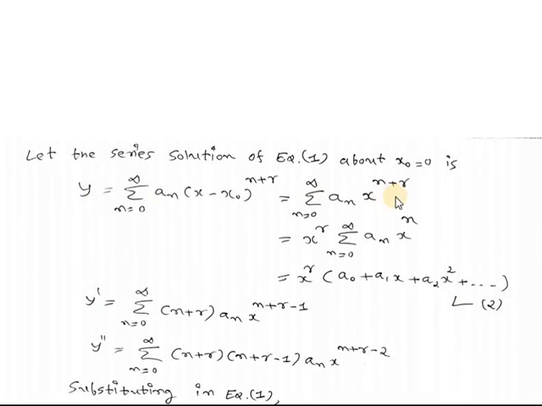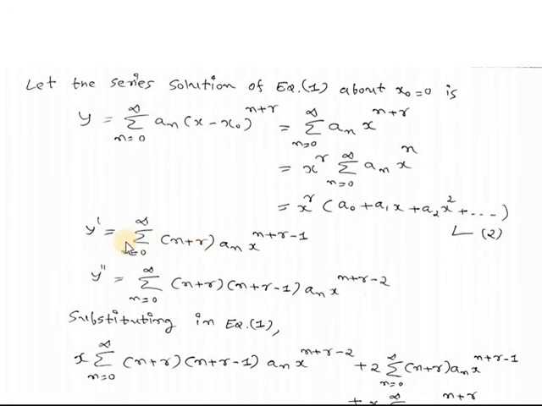Now differentiating this with respect to x, we get y' = sigma n equal to 0 to infinity (n + r) a_n x^(n+r−1), because the derivative of x^(n+r) is (n + r) into x^(n+r−1). Now again differentiating both sides with respect to x, we get y'' = sigma n equal to 0 to infinity (n + r)(n + r − 1) a_n x^(n+r−2), because the derivative of x^(n+r−1) is (n + r − 1) into x^(n+r−2).